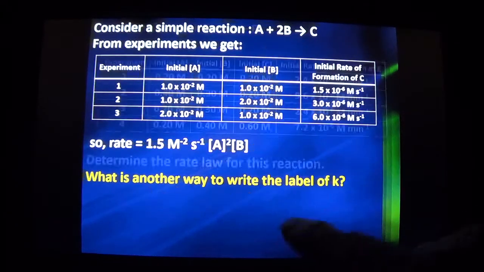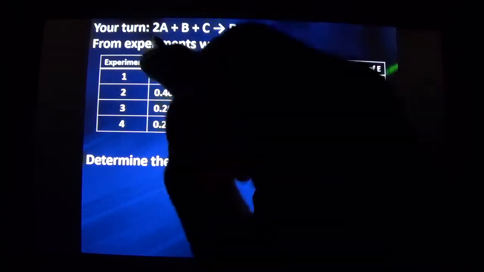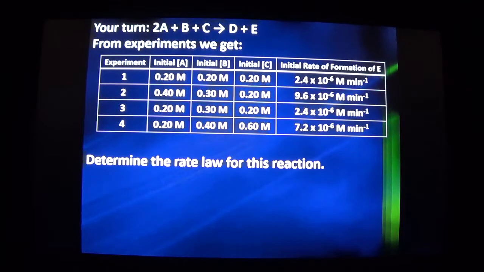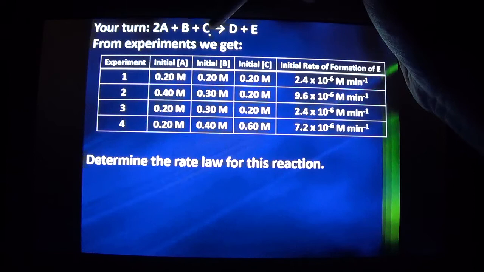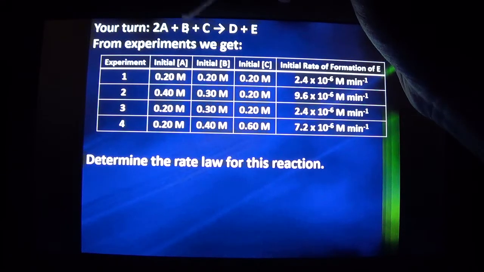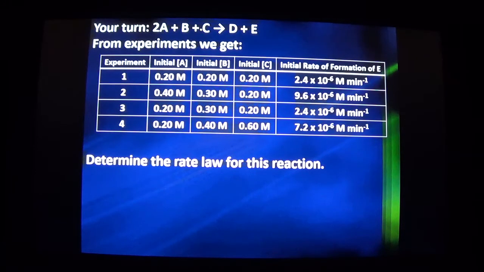Okay, let's do another example. Oh dear, what do we have going on here? Well, we have an A, B, and C going on here. What's that mean? Well, that means while I try to look for A, I want to hold B and C the same. And while I try to look for B, I want to hold A and C the same. And while I try to look for C. So it really is not harder.